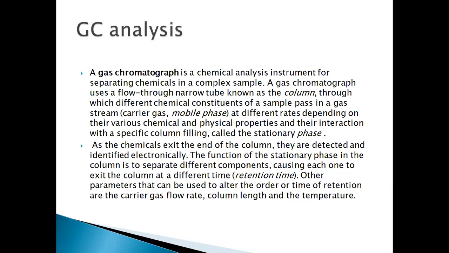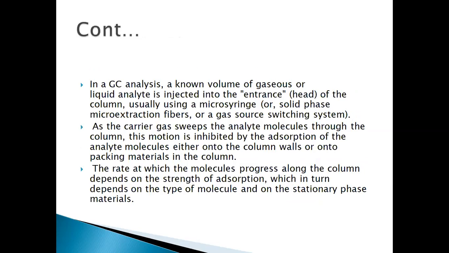The function of the stationary phase in the column is to separate different components, causing each one to exit the column at a different time, the retention time. Other parameters can be used to alter the order or time of retention, such as carrier gas flow rate, column length, and the temperature. In GC analysis, a known volume of a gaseous or liquid analyte is injected into the head of the column, usually using a microsyringe, solid phase microextraction fibers, or a gas source switching system.